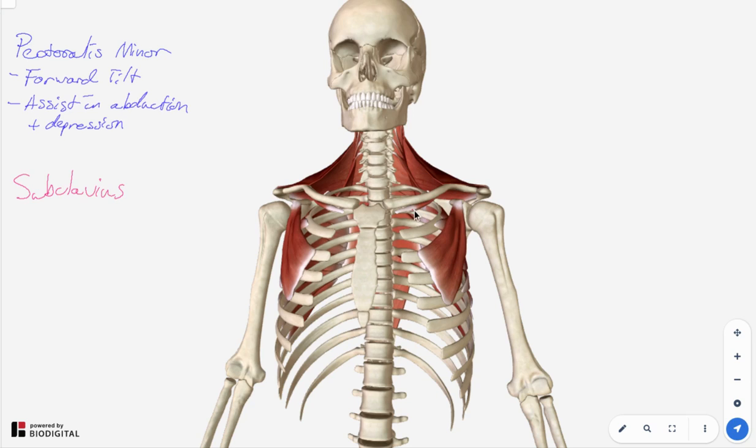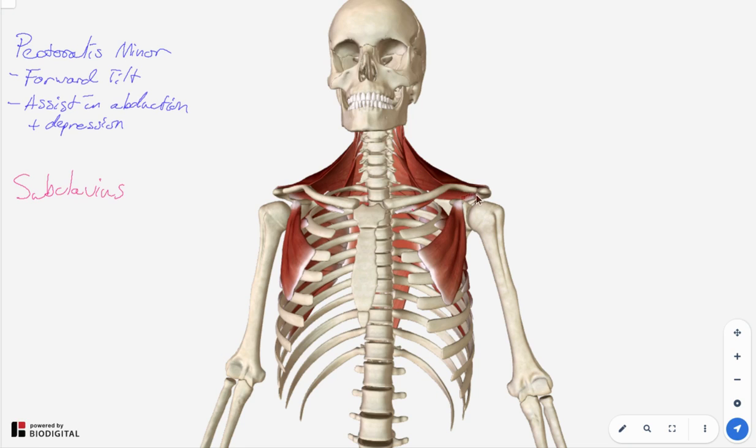The subclavius right here is under the clavicle, so subclavius, under the clavicle, and it actually has its attachment to the first rib, and then it doesn't actually attach to the scapula itself. It just attaches on the lateral side, on the lateral inferior side of the scapula.